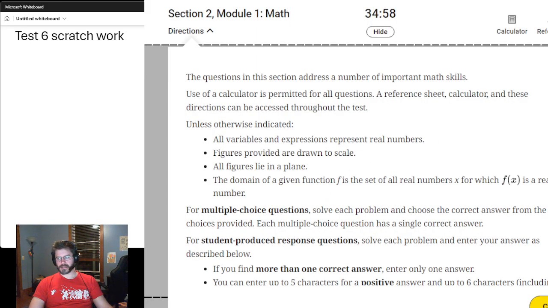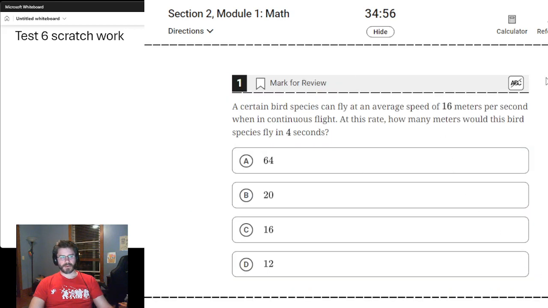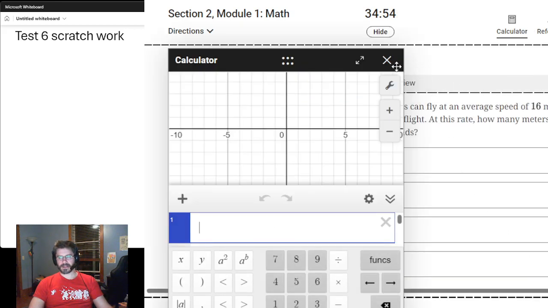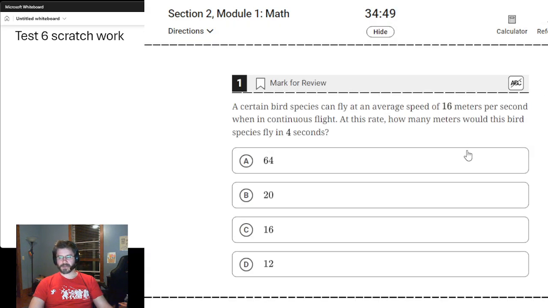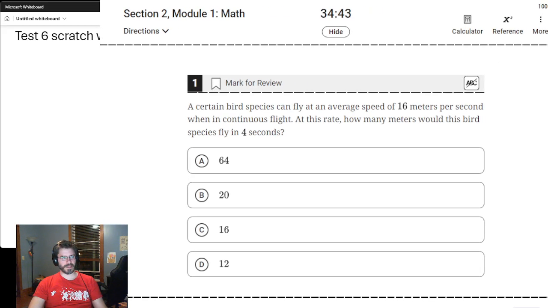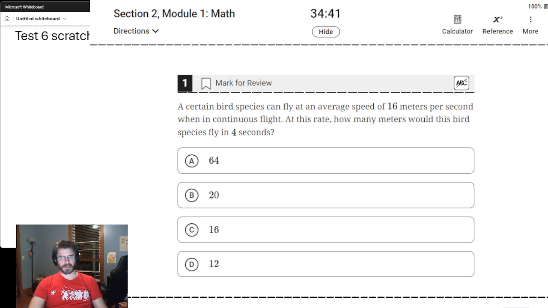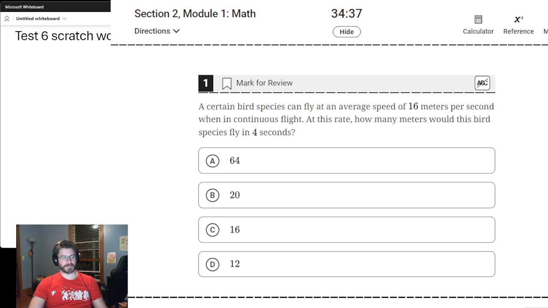I'm going to go ahead and click past this. We're not going to forget about our calculator this time, and we're not going to forget about our reference sheet. You always want to make sure that you use those to the best of your ability. They are right up there. I'll slide this over for you guys. Right up there, you got your calculator and your reference sheet. Make sure that you're using them liberally.